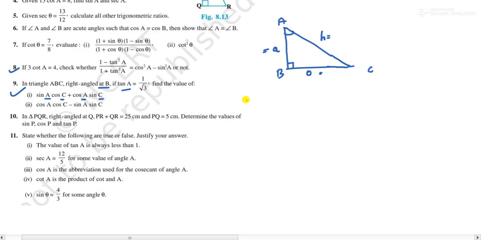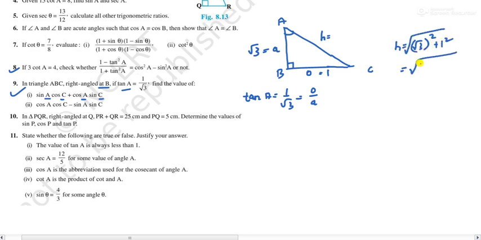Now they have given tan A as how much? Tan A is 1 by root 3. What is tan A? O by A. It means they have given O as 1 and A as root 3. So what will be H? Use Pythagoras theorem. That's all. So it is 3 square plus 1 square, and root. So this is 3 plus 1, which is equal to root 4. So H is how much? 2. So we have got the value of H, right?